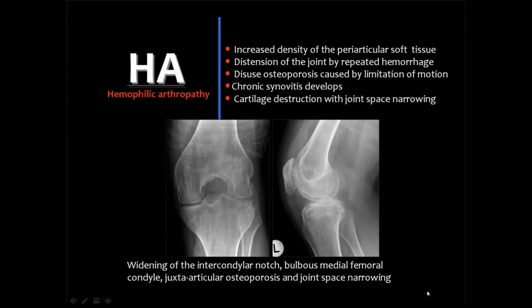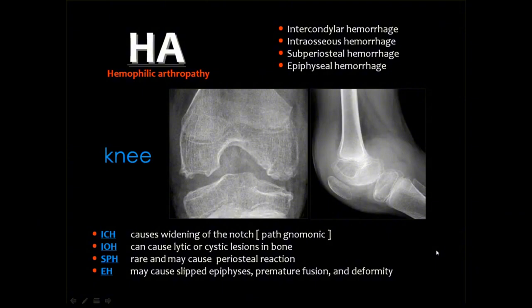Then there are some, let us say, pathognomonic X-ray findings, particularly in the knee joint. One of them, as you all know, is the widening of the intercondylar notch due to intercondylar bleeding. Then the increased density of the periarticular soft tissues, distension of the joint capsule by hemorrhage, disuse osteoporosis due to limited joint mobility, and chronic synovitis with cartilage destruction and joint space narrowing.